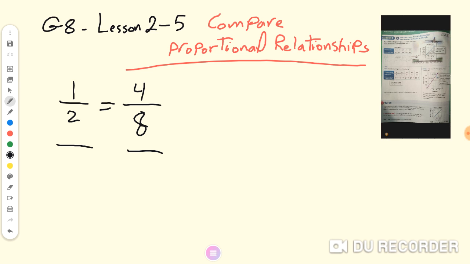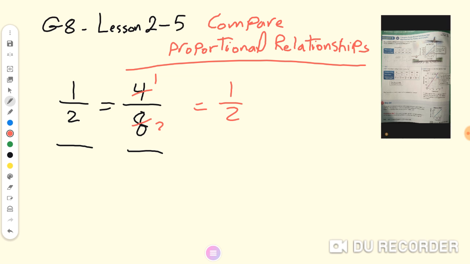How do we know that they are equivalent? If we simplify, dividing by 4 gives 1 and dividing by 4 gives 2, so it will give me the same ratio. So they are proportional. If we have two equal ratios, we call them proportional. We will study this in this lesson: how to represent and compare the proportional relation.